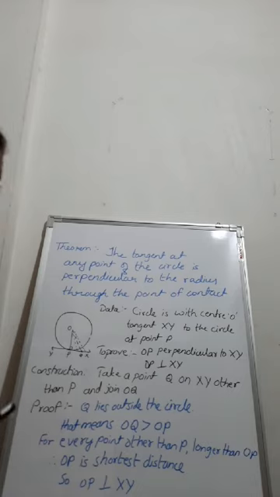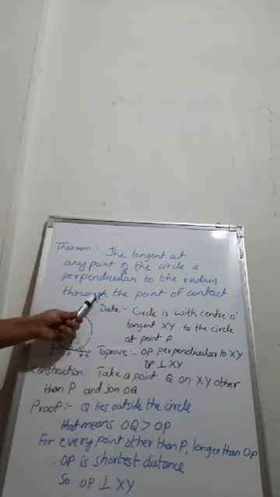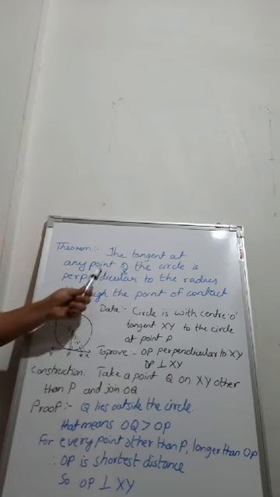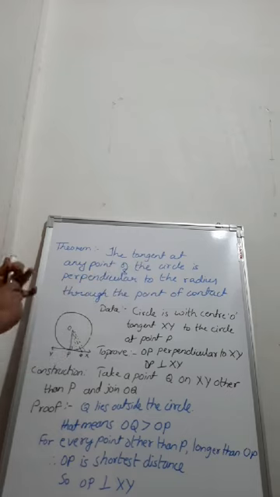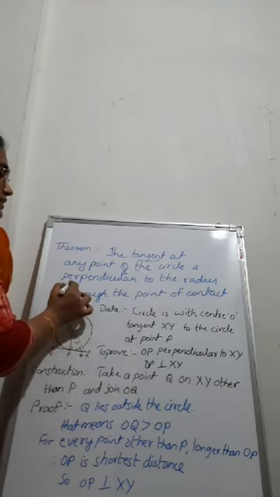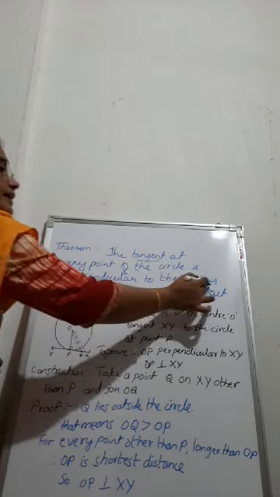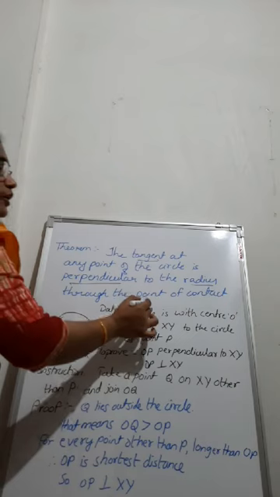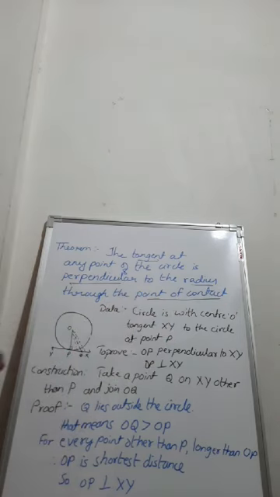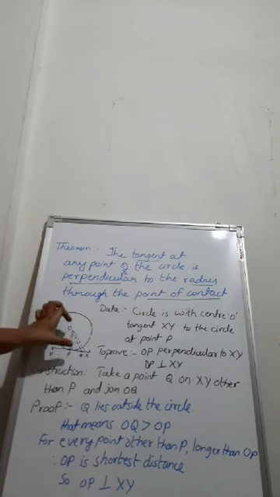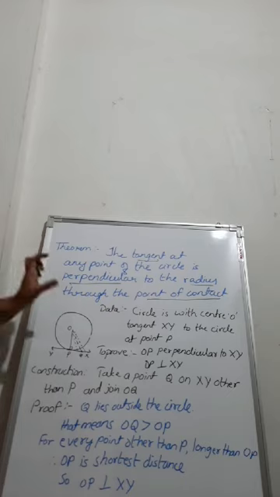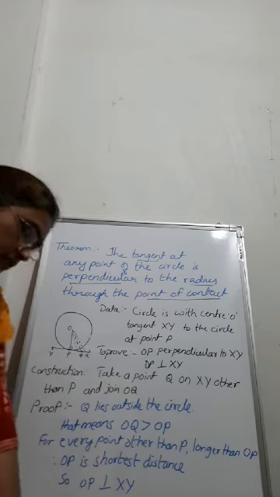See, the theorem states that the tangent is perpendicular to the radius at the point of contact. You have to remember these points. So to prove this, we have taken one point Q and that becomes greater than OP. Therefore, we say that OP is perpendicular to the XY. Okay.